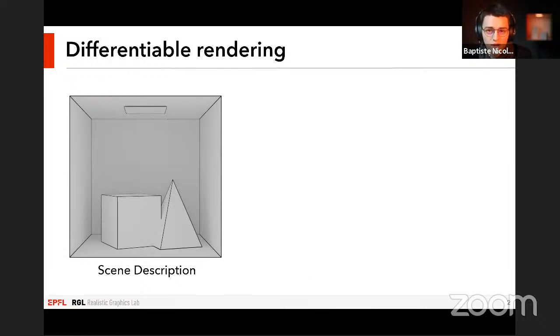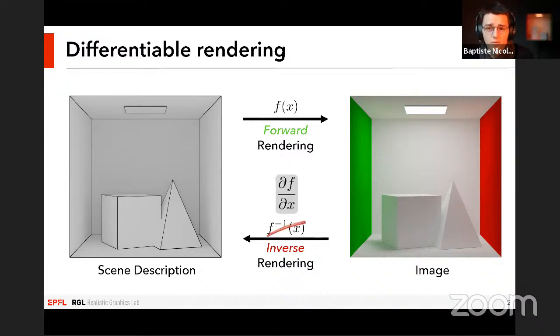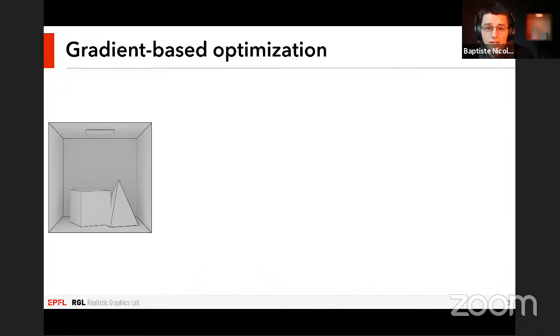The forward rendering process, which takes as input a description of a 3D scene and outputs a set of images, is now a fairly well understood problem. But the inverse problem that tries to infer certain parameters from images is extremely challenging. Estimating the inverse of the rendering function is usually intractable, so instead we aim to estimate its derivatives with respect to scene parameters. And this allows us to run gradient-based optimizations.